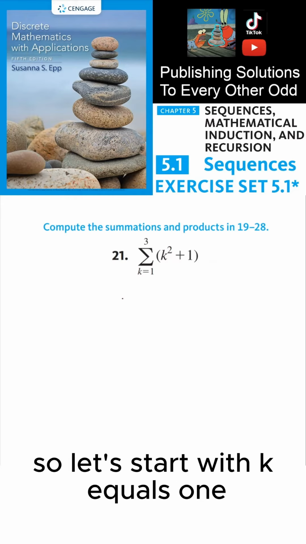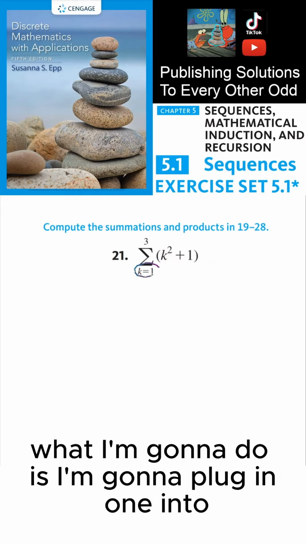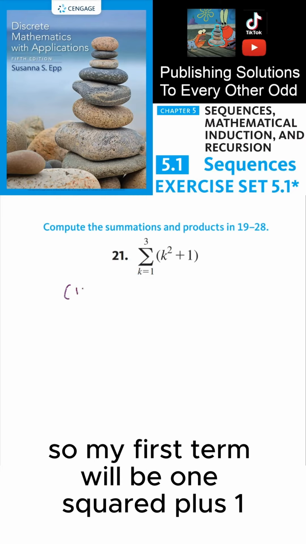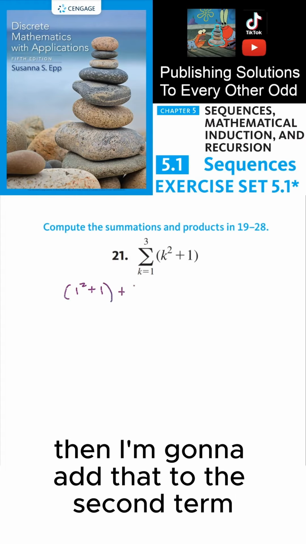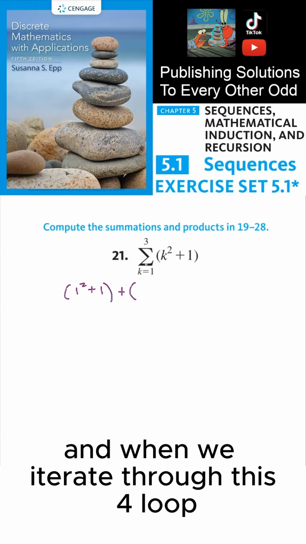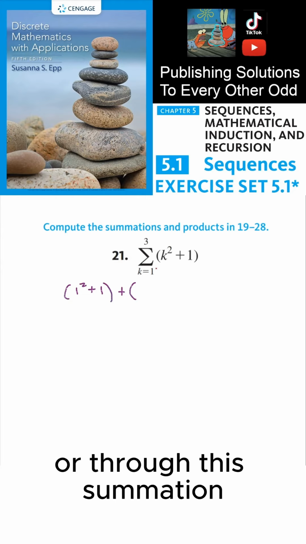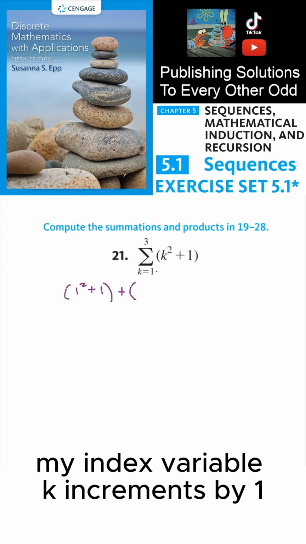So let's start with k equals 1. What I'm going to do is I'm going to plug in 1 into this formula here. So my first term will be 1 squared plus 1. Then I'm going to add that to the second term. And when we iterate through this for loop or through this summation, my index variable k increments by 1.